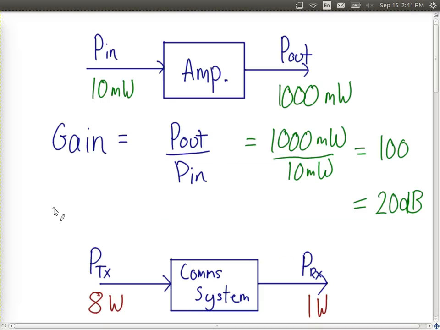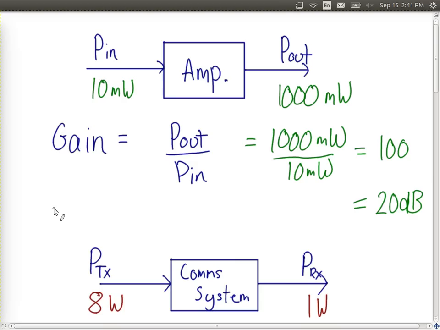We said that there's some input power to the amplifier, there's some output power, and we can talk about that amplifier having a gain, which is the output divided by the input. The gain means that if we have some value coming in, we multiply that value to determine what will come out. So this amplifier we calculated had a gain of a factor of 100. The output is 100 times larger than the input.